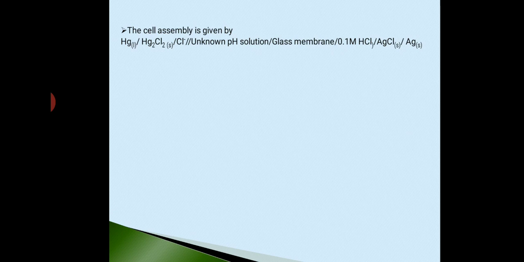So the calomel electrode is anode, and its representation is written first. This representation we already know. Calomel electrode: Hg liquid bar Hg2Cl2 solid bar Cl minus, then double bar. This is one half cell, then the second half cell is a bit lengthier here, students.